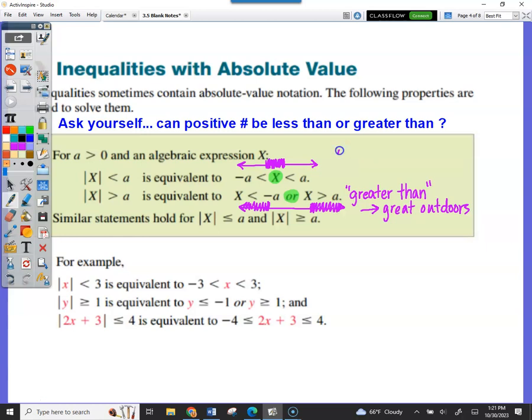Whereas less than, I want you to think between. So, if it's greater than, it's the great outdoors. Which means if you have two shaded sections, you should have two inequalities. You with me? You should be working on two sides, two separate inequalities. And then if it's less than, I want you to think between. Which means one inequality, one shaded section, and the value is in the middle. It's in between the signs.